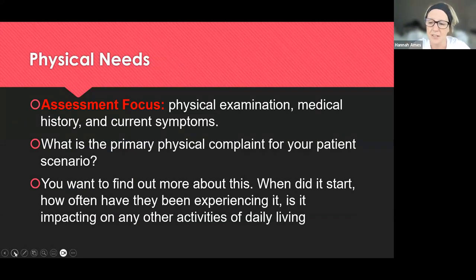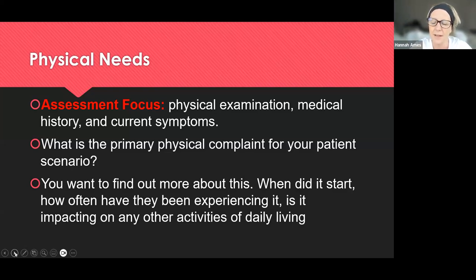Is it the asthma patient and they're short of breath? I'm going to find out more about the shortness of breath. Is it my patient that's had a fall? I'm going to find out more about the falls. Is it my patient that has got a risk of malnutrition? So I'm going to find out more about their appetite and what they've been eating, for example. So this is what you want to find out more about.